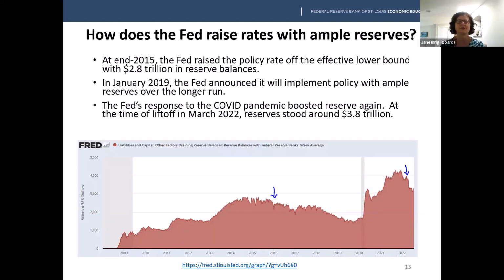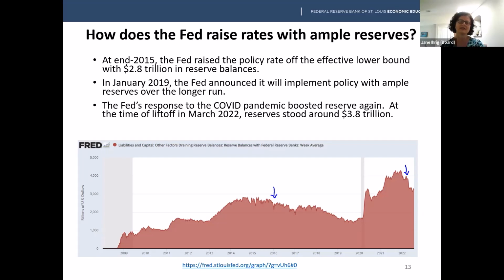So the first arrow there at the end of 2015 was when the Fed wanted to raise the policy rate. The recession was kind of over, the economy had recovered. The Federal Reserve said, hey, we want to raise interest rates. Well, now with this blue arrow, you can see we're not in a limited reserve anymore. We have $2.8 billion of reserves. So the Fed had to think about how to operate with an ample amount of reserves in the banking system.